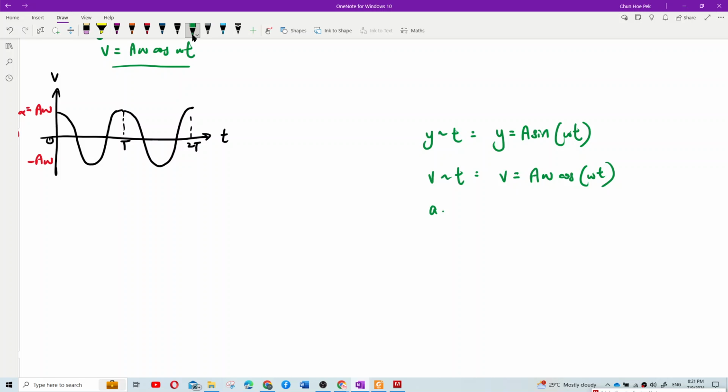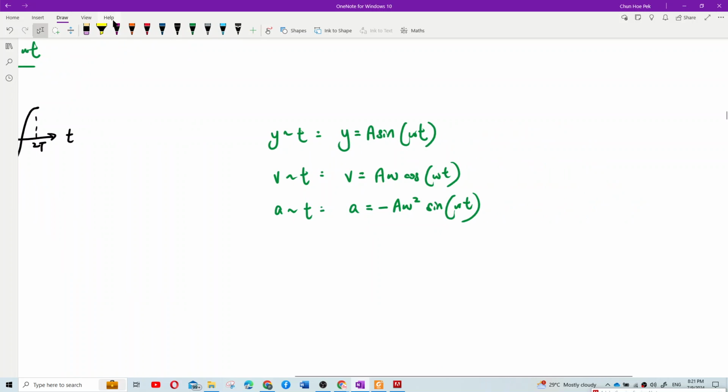And then acceleration is what? a equal to negative A omega square sine omega t. And you can see here is the maximum value, A omega square. The ones I highlight are the maximum values: maximum value for displacement, maximum value for velocity, maximum value for acceleration.